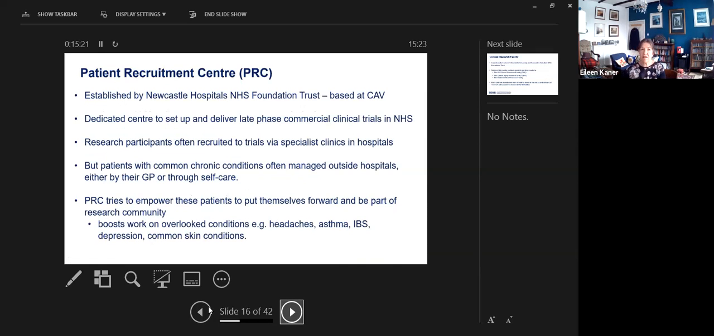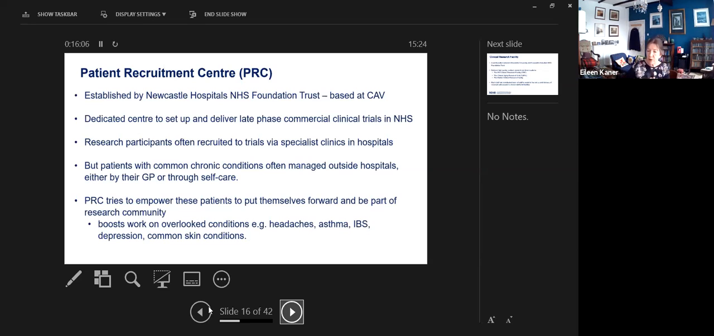Slightly linked to the CRN, we've got a patient recruitment centre. This was established by Newcastle Hospitals Foundation Trust, and it's based at the general site, the Campus for Ageing and Vitality. It's a centre that's set up to help deliver the larger clinical trials on that pathway, the ones that involve many more people, where the therapies are really being tested on much bigger groups. Often research participants find themselves invited to participate in studies through clinics and hospitals. So when you go to a hospital, you might be given information about studies and asked if you would like to participate.